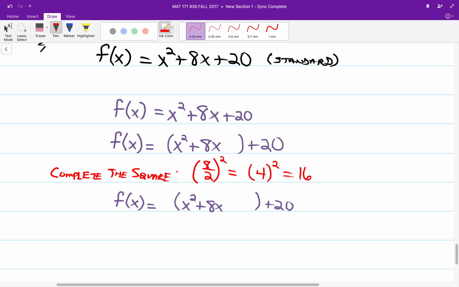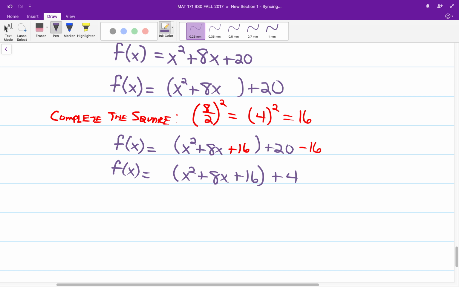So if I add 16, right now I'm going to have x squared plus 8x plus 36, but to keep it in balance, I am adding 16 at the front, so I want to take away 16. Looking at the next phase in the arrival at the vertex form, we have x squared plus 8x plus 16 in a quantity, and 20 minus 16 is going to be 4.